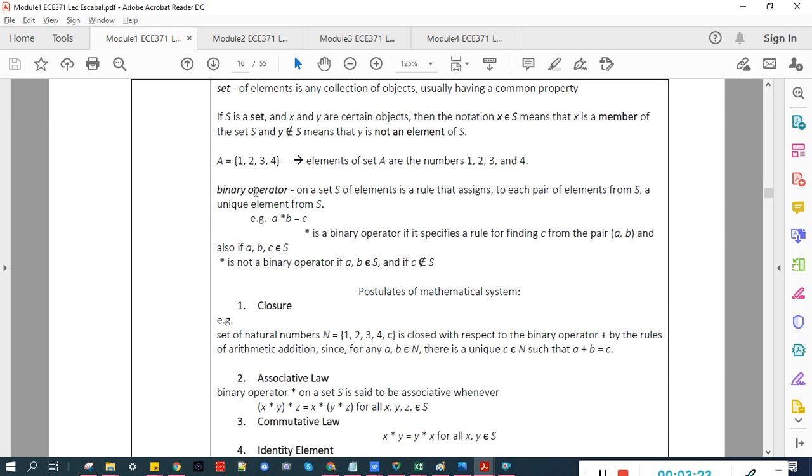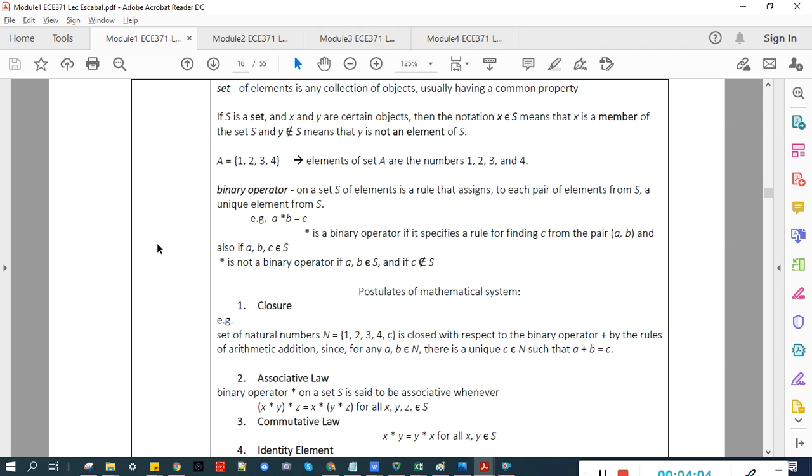A binary operator on a set S of elements is a rule that assigns to each pair of elements from S a unique element from S. So if we perform a binary operation using any binary operator, we must keep in mind that the result of that operation must still be within the set of elements in the set S.